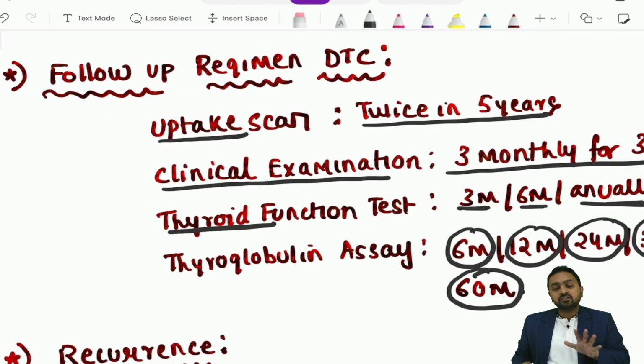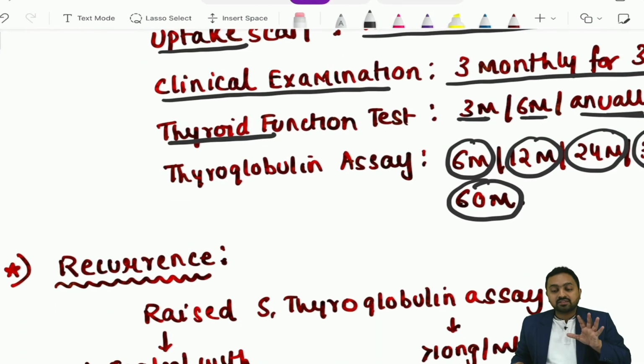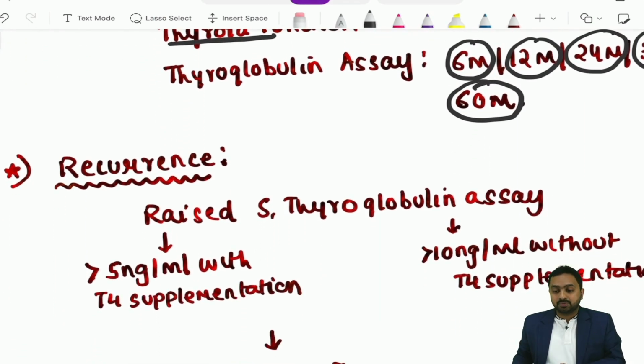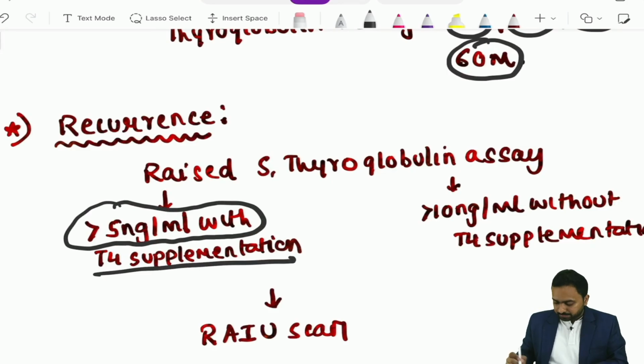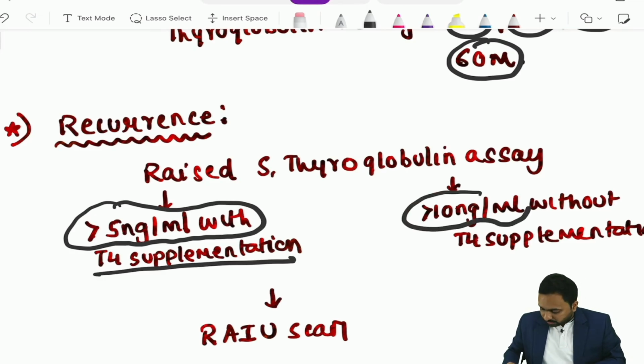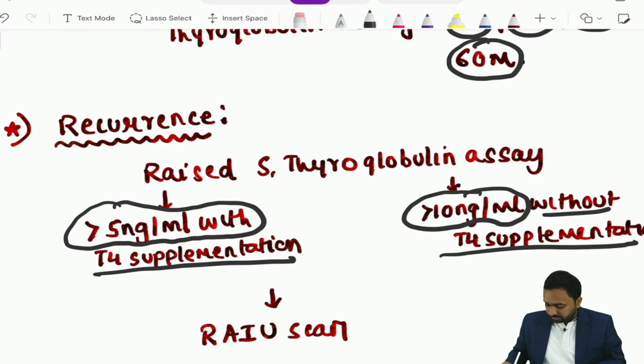Then regarding recurrence, if there is a raised serum thyroglobulin assay, that is more than 5 nanogram per ml with T4 supplementation and more than 10 nanogram per ml without T4 supplementation, then you would go for a radioiodine uptake scan for the ablation.